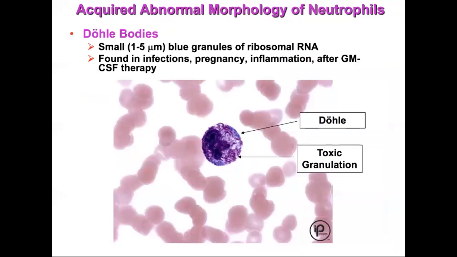And then you have dough bodies, which are these little structures. They're small, tiny blue granules of ribosomal RNA, and they're typically found in infections, pregnancies, inflammation states, also after granulocyte monocyte colony stimulating factor therapy.